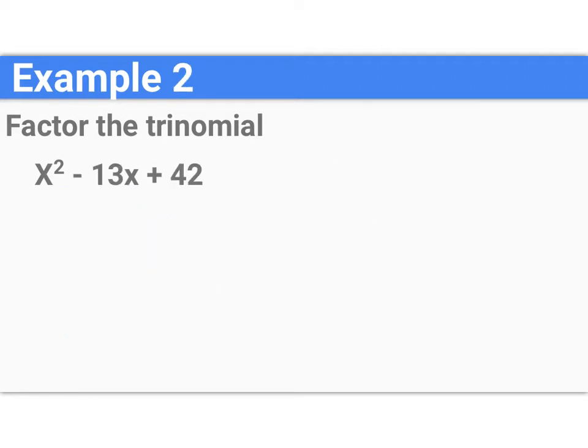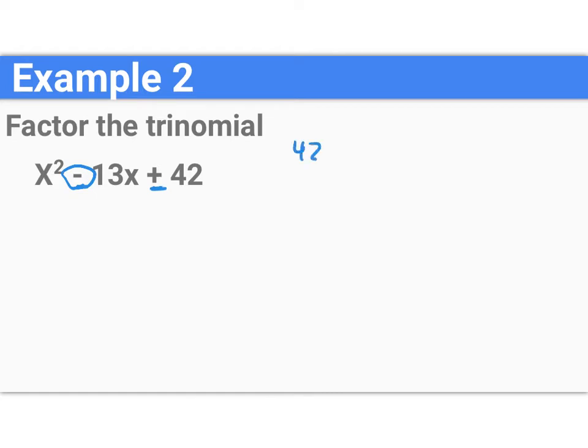All right, let's look at our second example. So what are the factors of 42 that add to 13? And we see that the middle term is negative and the last term is positive. So what does that mean? Can you have a negative times a positive make a positive? No, you cannot. So that means both of our factors must be negative.